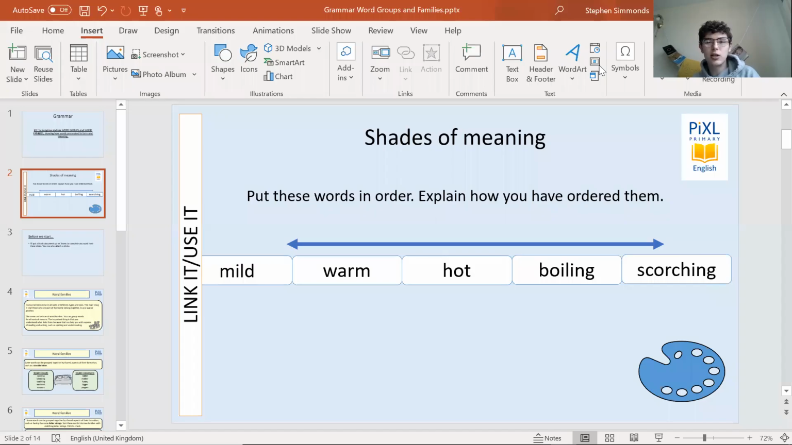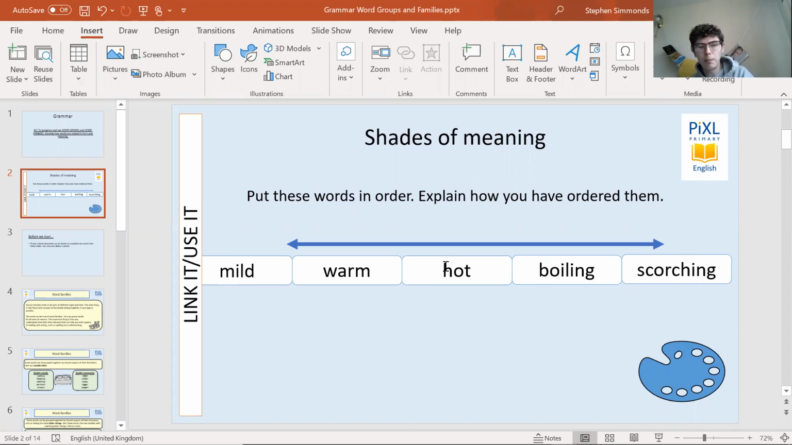As you can see, these are how I have ordered the words. I've gone mild, warm, hot, boiling, and scorching. So I've gone from the coldest to the warmest sort of words. If there are any other ways that you've thought of, I'd love to hear them, I'd love to see them.